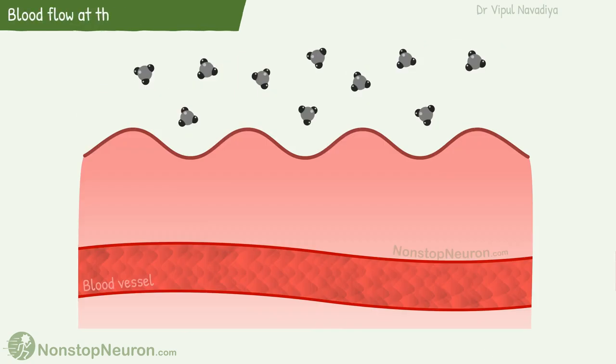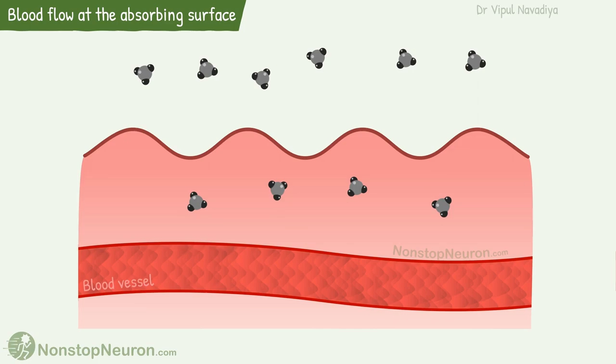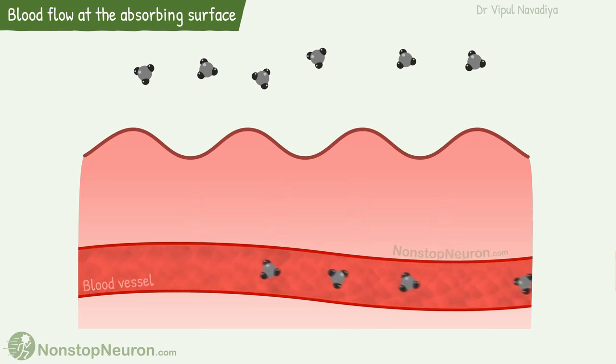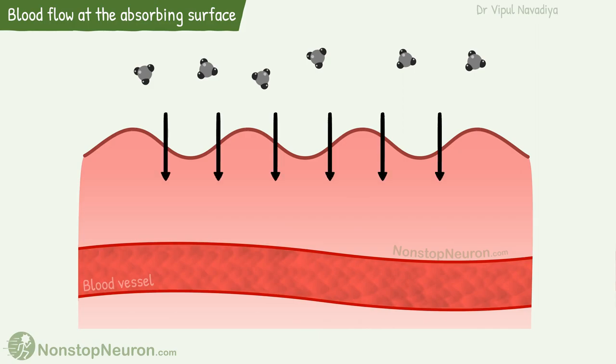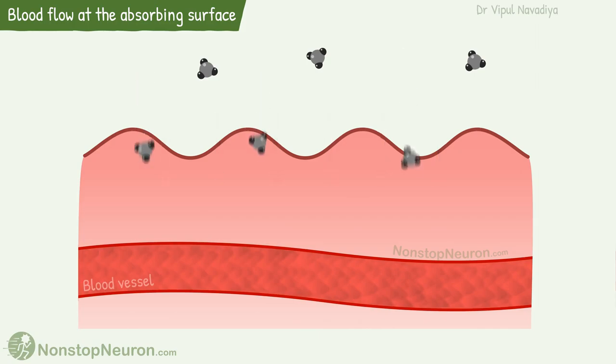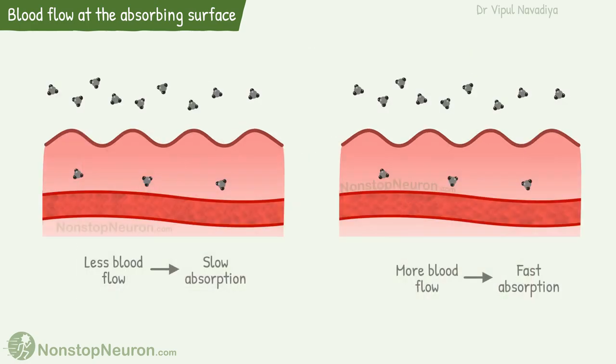Next, blood flow at the absorbing surface. As the drug is absorbed, the blood flowing through the local blood vessels removes it from the site of absorption. This maintains the concentration gradient for the absorption of more drugs. So the rate of absorption depends on local blood flow also. Let's see how exactly the absorption is affected in case of less blood flow and high blood flow.